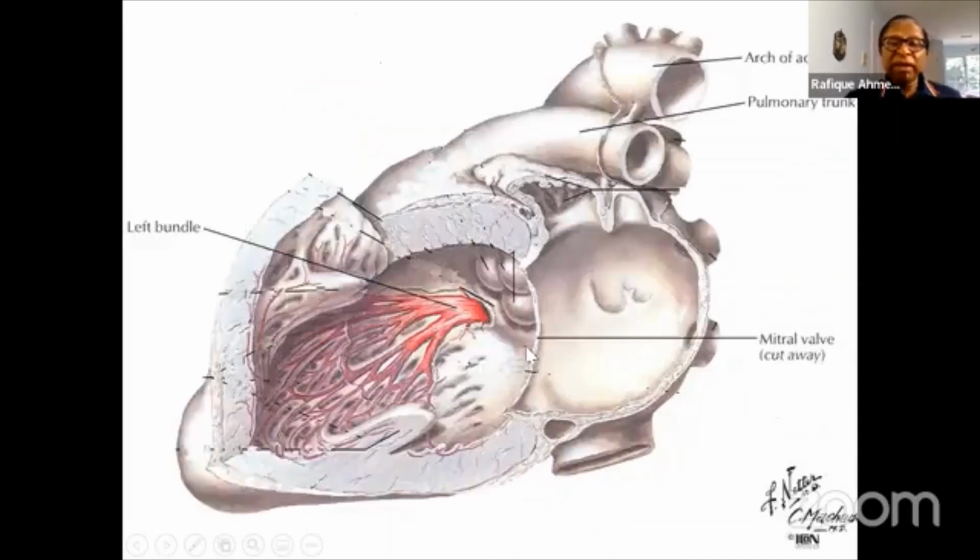And on the left side, the left bundle is a little bigger. It's a wider, flat structure, and then it goes into the left anterior fascicle, left posterior fascicle, and then it distributes. And you can see all these structures are actually subendocardial. These are the structures that conduct the electricity very fast through both ventricles, within a period of about 80 milliseconds, just the duration of the QRS complex. And if this conduction system is disrupted, the QRS becomes wide.